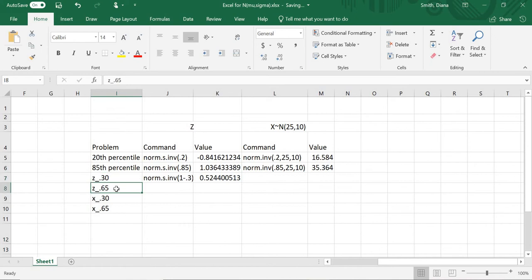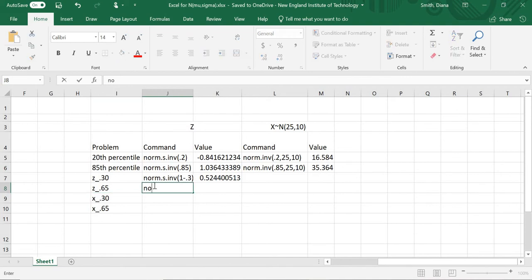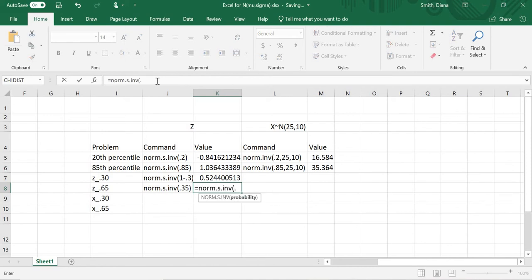If I have 65% to the right, then I have less than 65%. I have 35% to the left, which means I should be smaller than the mean. So this z-score should be negative. I'm going to do the same thing, norm.s.inverse, 1 minus 0.65. Or again, I could just plug in the 0.35. So maybe for this one I will. Okay, so equals norm.s.inverse of 0.35. And I do get a negative.